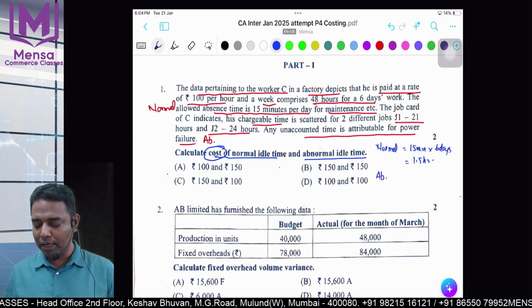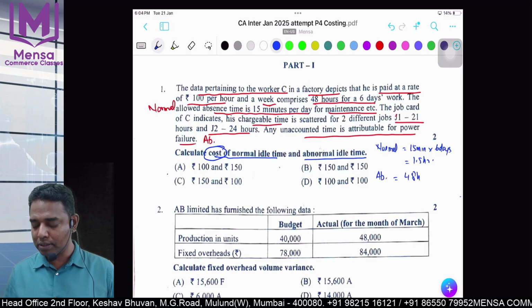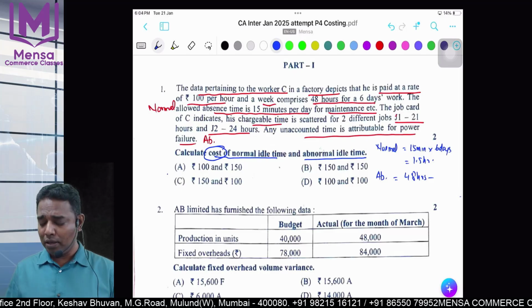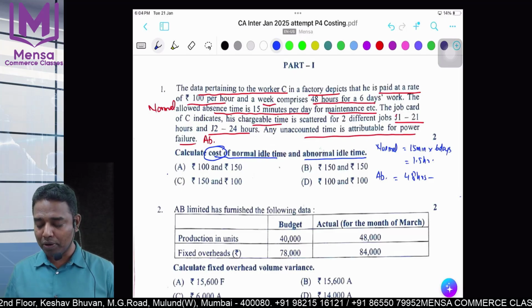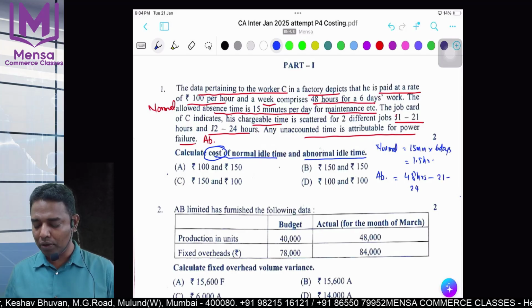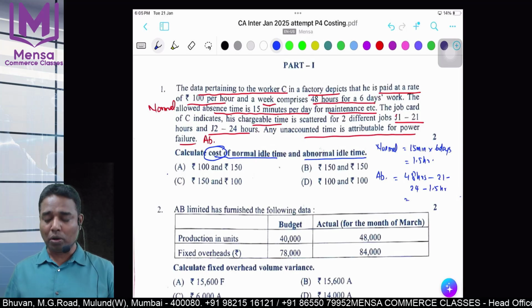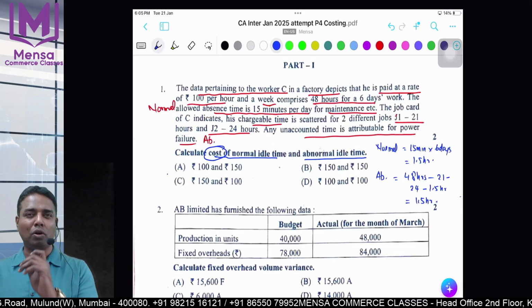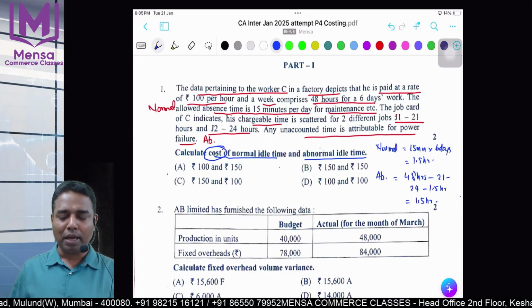And abnormal idle time, if you want to find out, totally they are working for 48 hours. They are saying anything unaccounted is abnormal, that is due to power failure. So of 48 hours, they have used 21 for J1, 24 for J2 and 1.5 hours goes into the normal idle time. So the balance left will be 1.5 hours. So 1.5 hours is normal idle time and 1.5 hours is abnormal idle time.